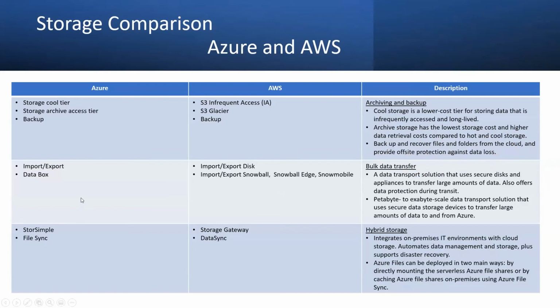Let's do a deep dive on the second section, which is bulk data transfer. In Azure, we have Import/Export and Data Box. And in AWS, we have Import/Export Disk, and Snowball, Snowball Edge, and Snowmobile. The purpose of these is a data transport solution that uses secure disks and appliances to transfer large amounts of data, and also offers data protection during transit.